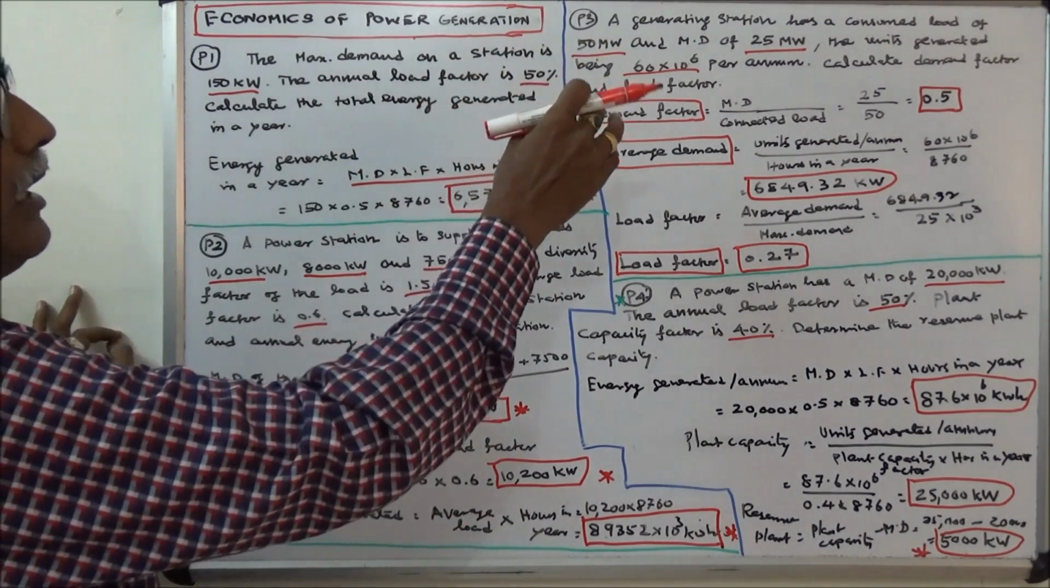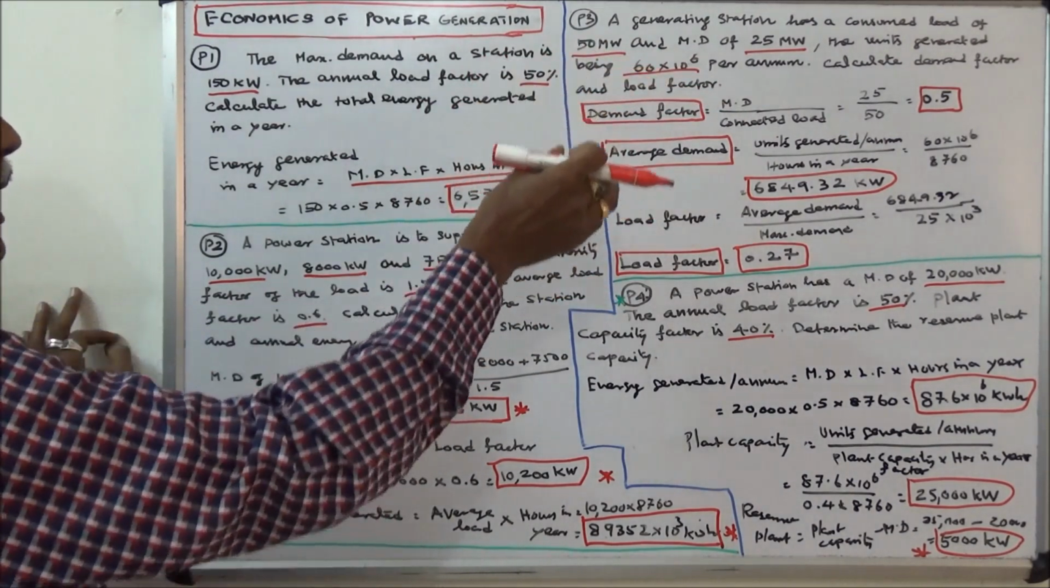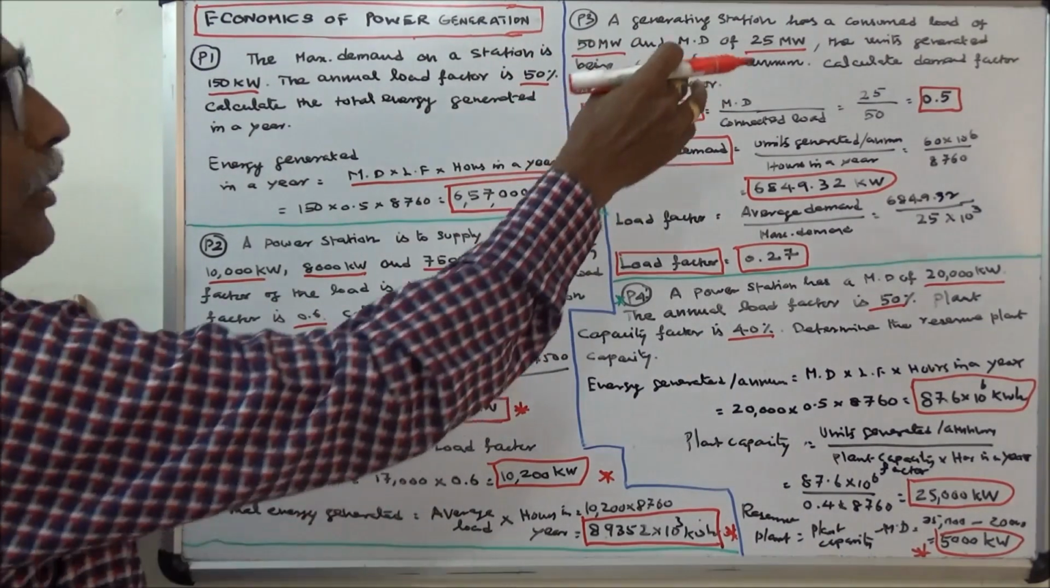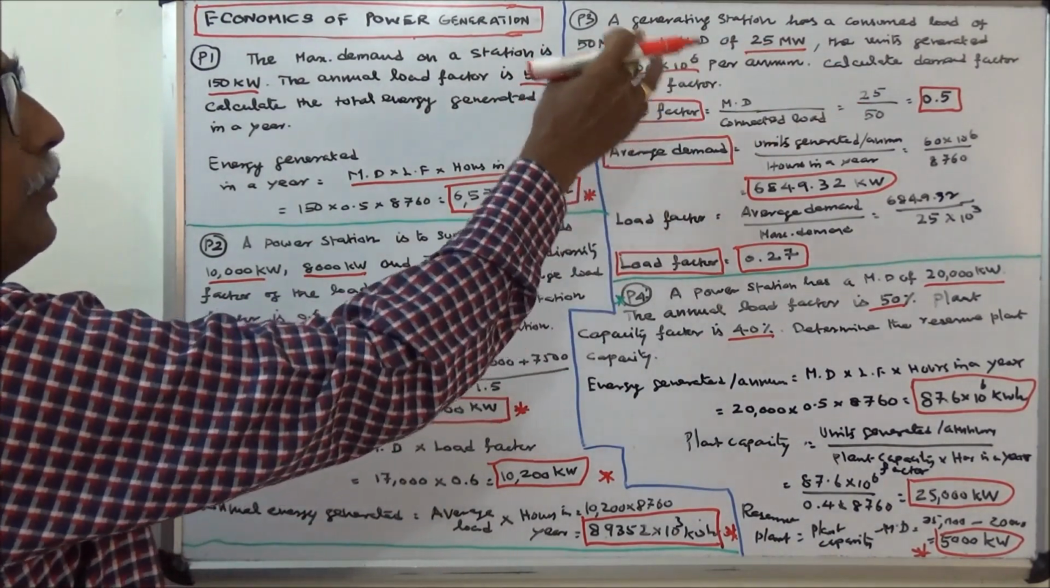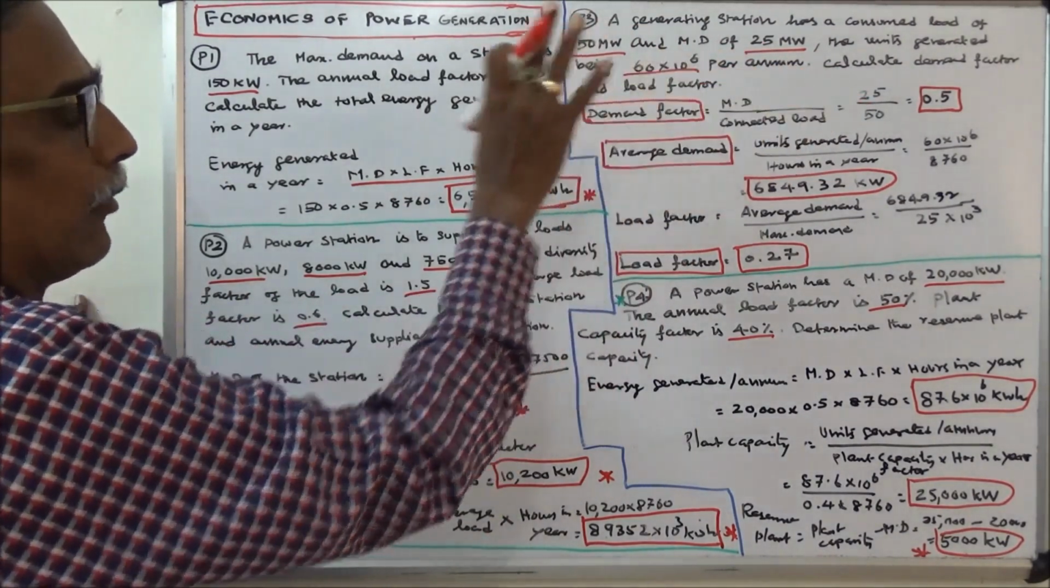Third problem: a generating station has a connected load of 15 megawatts and maximum demand of the station is 25 megawatts. Units generated are 60 into 10 power 6 per annum. Calculate demand factor and load factor.